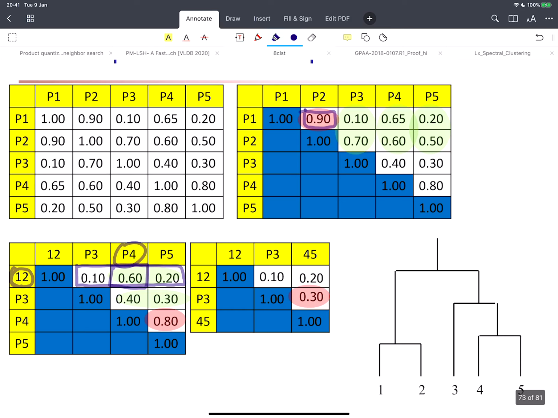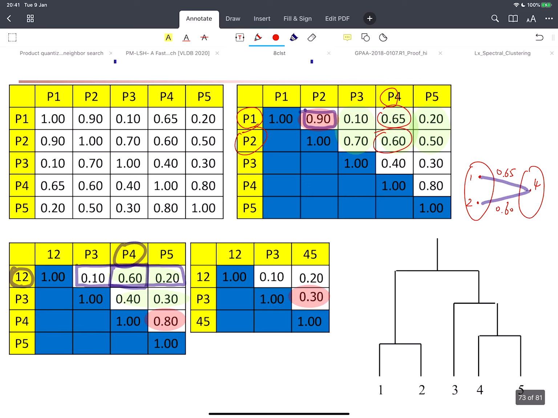So if we do it slowly, this is point 4, this is point 1 and 2. So you actually got two edges, right? So you have 1, 4, which is this one, 0.65, and 2, 4, which is actually this one, right? 2, 4, 0.60.